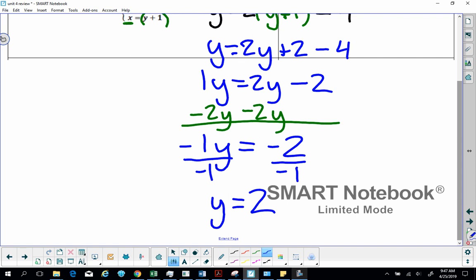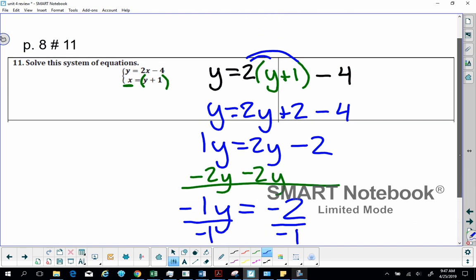Are we done? We have our y, but now we need our x. How do I get my x? Plug back in the y. So I'm going to plug it in where it says x equals. And then what's my y? You told me it was 2 plus 1. And I heard Michael, he said x equals 3. And then that's all.